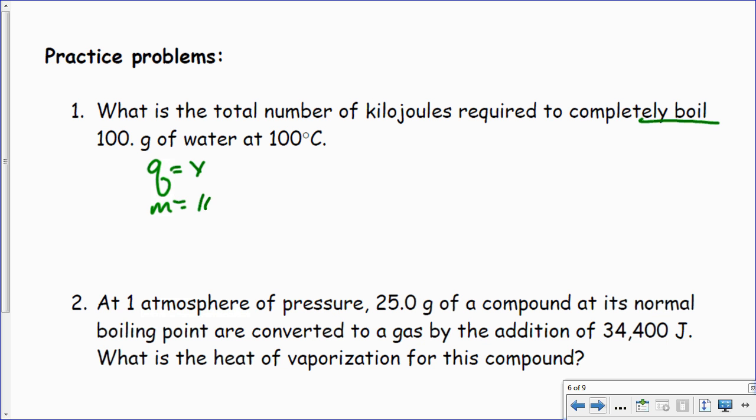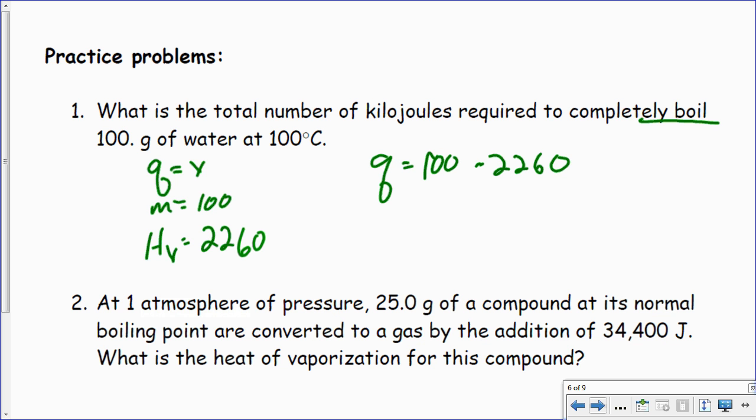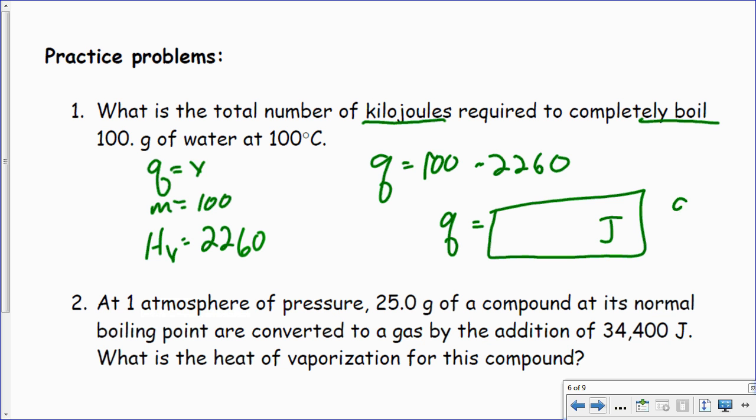I know my mass is 100. I know my H sub V is 2,260. Plug it in. Q equals 100 times 2260. Okay, in joules. Okay, and then it wants me to do it in kilojoules. So then I have to divide Q by 1,000 to get my final answer in kilojoules.